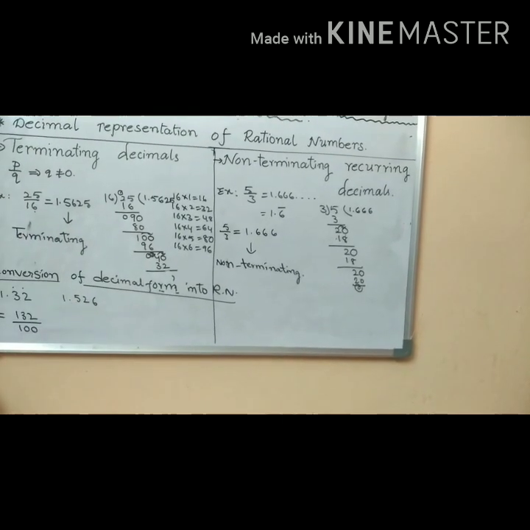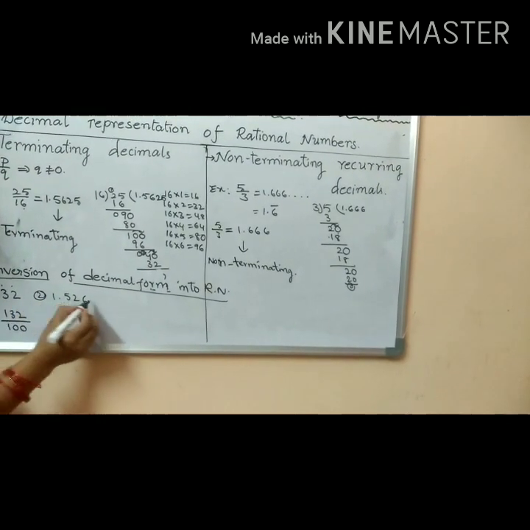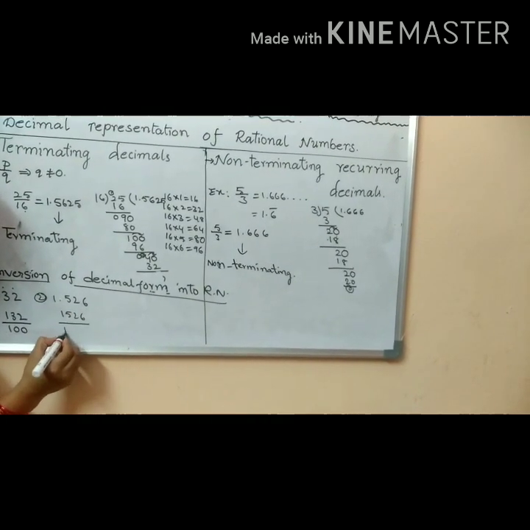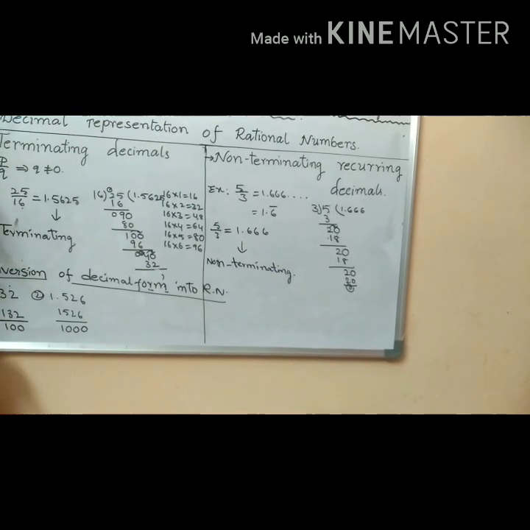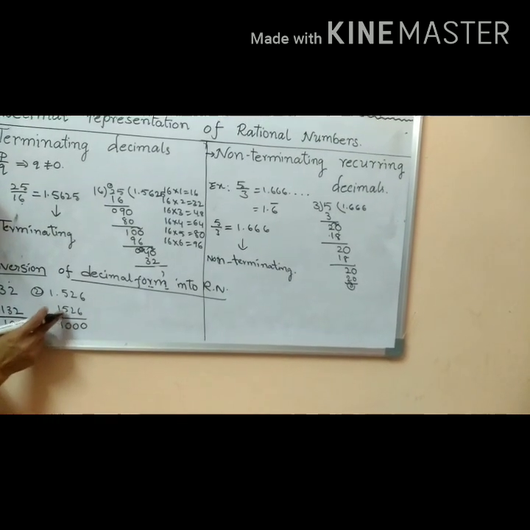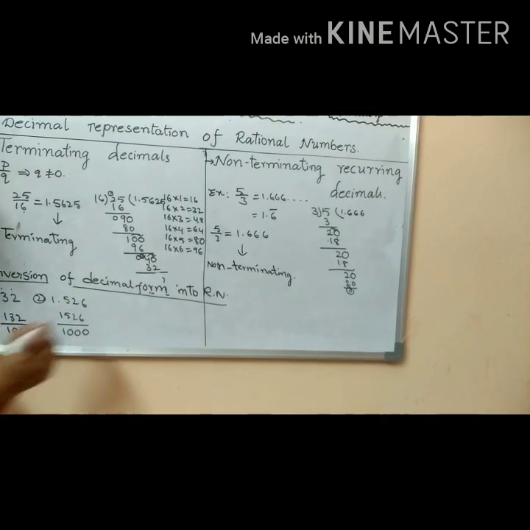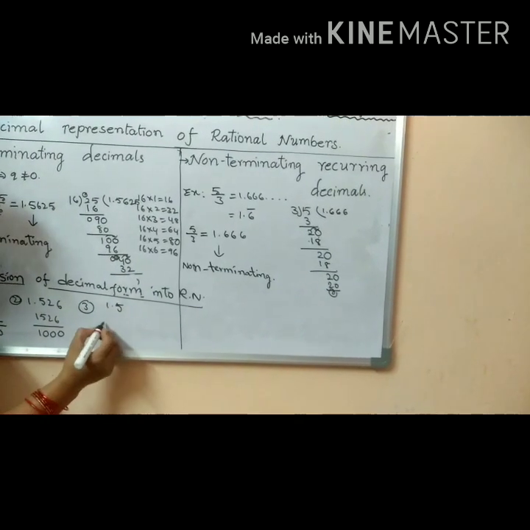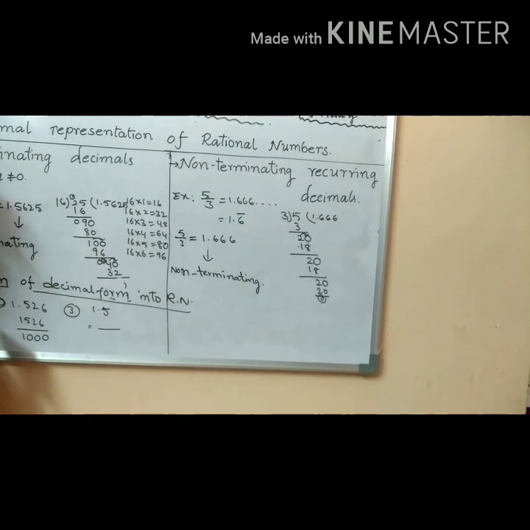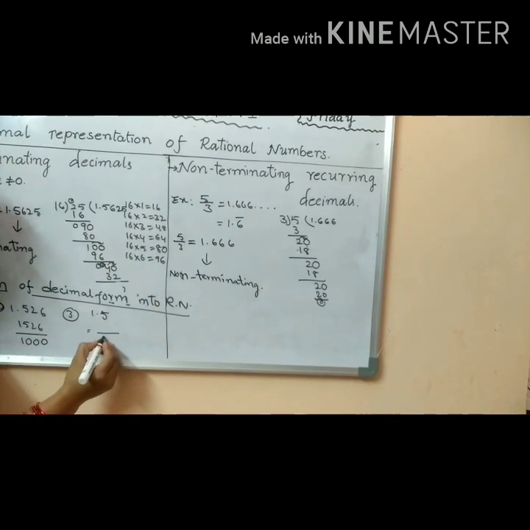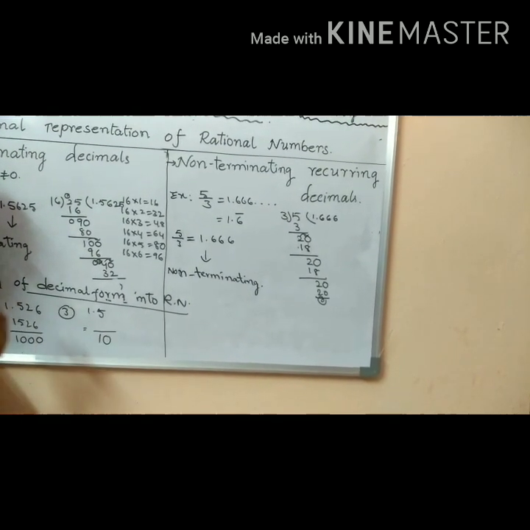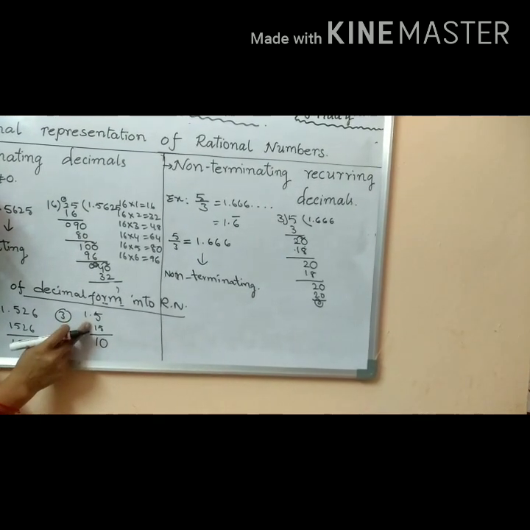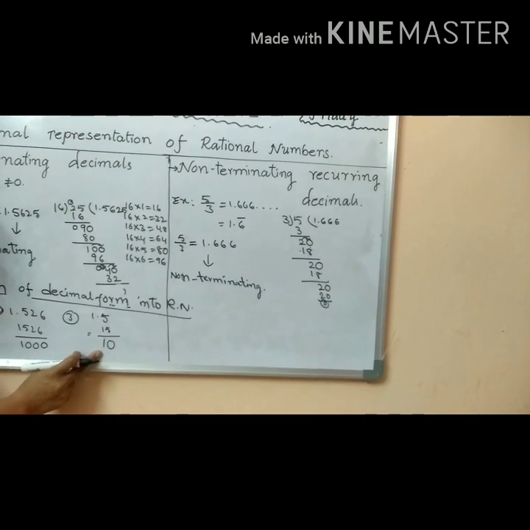Next, 1.526. Here, how many digits are there after the point? 3 digits. Then how many zeros do you take after 1 in the denominator? 3 zeros. So 1526 by 1000. The next example is 1.5. In this case, how many digits are there after the point? 1 only. Then you take the denominator as 1 followed by one 0. So here the numerator is 15 and the denominator is 10.